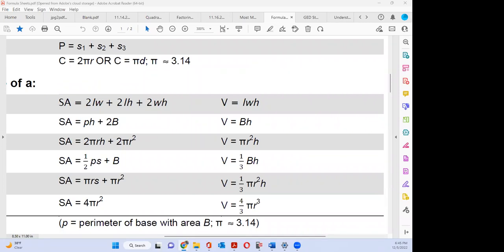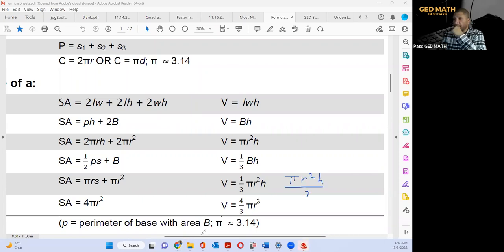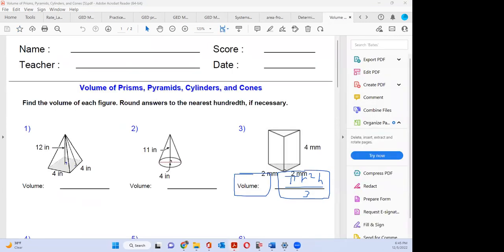Someone was also asking about dividing. Yeah, you're right, because this is the same as pi r squared h divided by 3. These are the same exact equation. Got it. That's good.